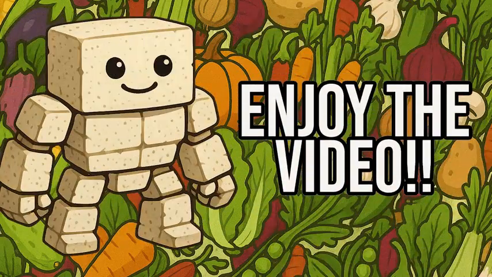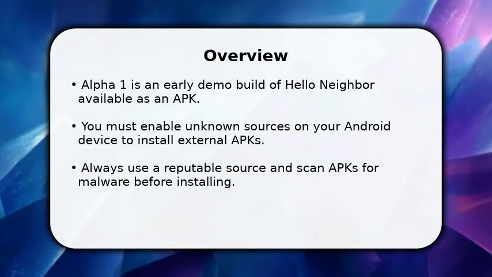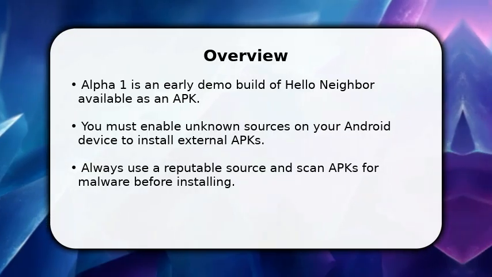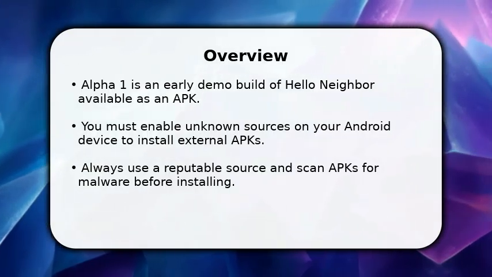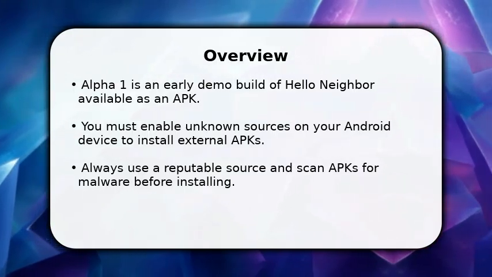Please enjoy the video. In this video, I will show how to get Hello Neighbor Alpha 1 on mobile. Start by checking device compatibility and backing up important data, then enable unknown sources in settings. Find a reputable Alpha 1 APK, scan it with antivirus, and download it.